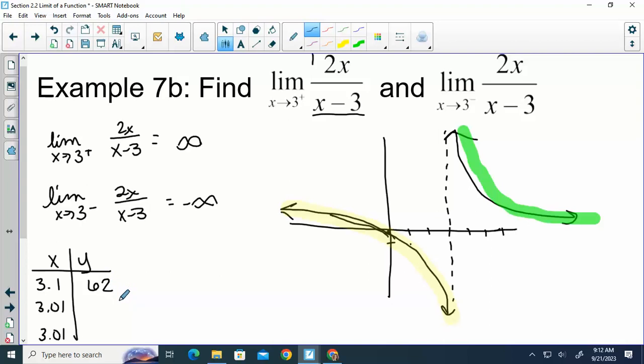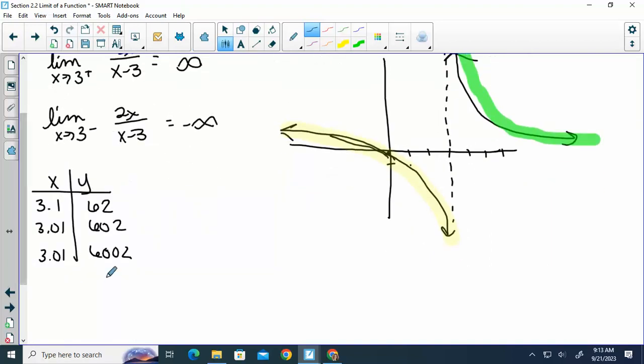3.1, I got 62. 3.01, I got 602. 3.001, I get 6,002. So, are these y's approaching any number in particular? No, but we can see they're getting larger and larger and larger, so this is approaching infinity, which is what we did.